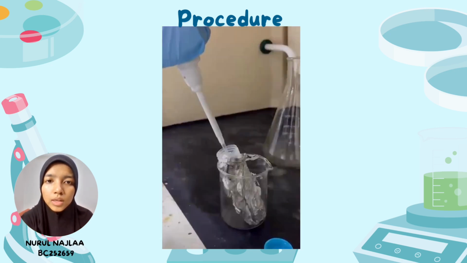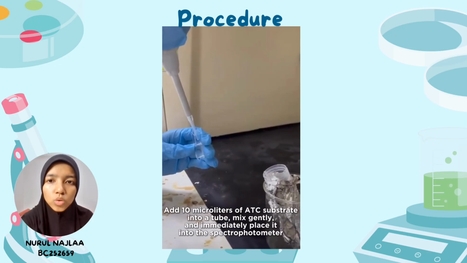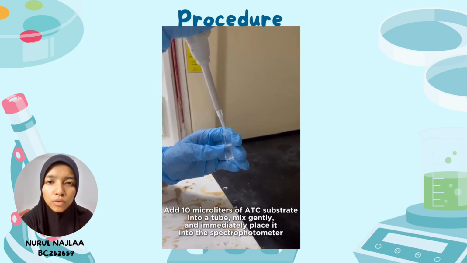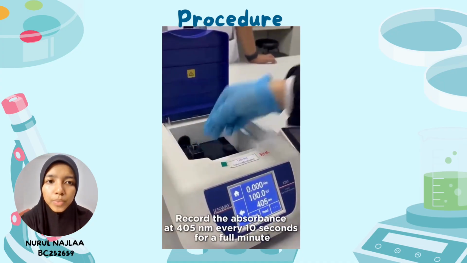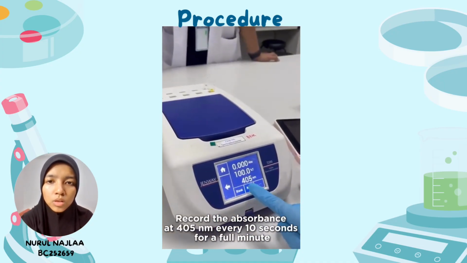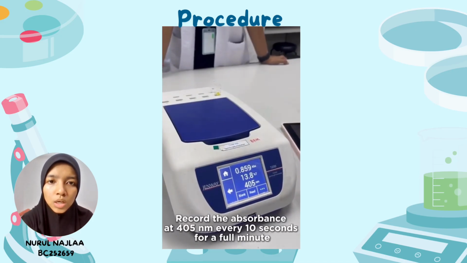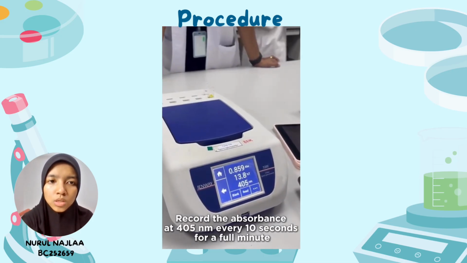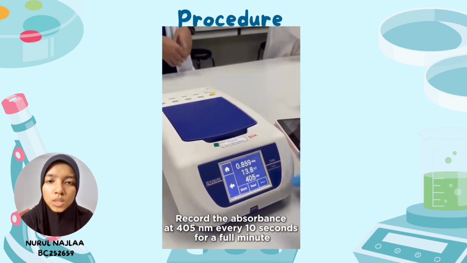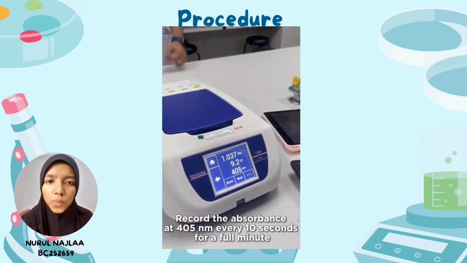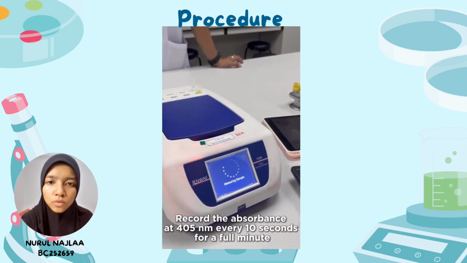Next, we pipette 900 microliters of 0.02 molar Tris buffer into all 3 replicates and 940 microliters into the negative control cuvette. After that, we add 50 microliters of 0.33 millimolar DTNB solution into all 4 cuvettes to serve as our color producing indicator. Now, to initiate the enzymatic reaction, we add 10 microliters of ATC substrate directly into the cuvette.